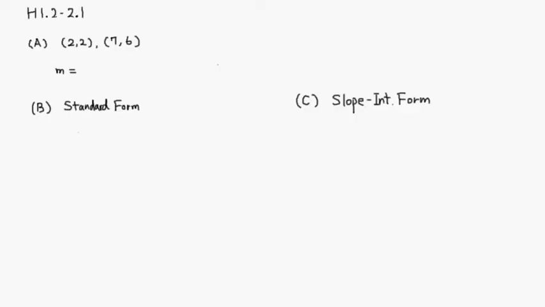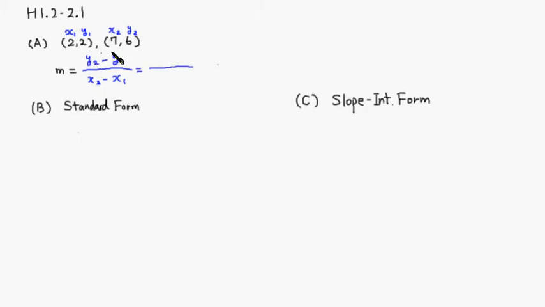So what you need to do is simply name these points so that we can use the slope formula. I'm going to call the first one x1, y1, and the second one x2, y2. Then we just have to use the slope formula. It goes something like y2 minus y1 over x2 minus x1.